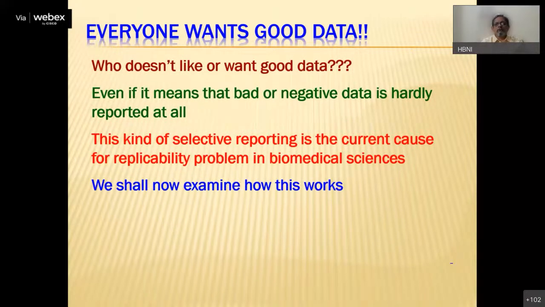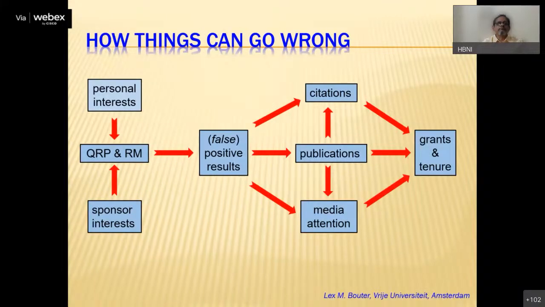So then, who does not like good data, or who doesn't want good data? Everyone wants it. Okay? So even if it means that you push down bad or negative data, or you don't report it at all, everyone would love to have good data. So this kind of selective reporting basically is really the cause of what is called a replicability problem in fields like biomedical and life sciences. So let's see how this actually works. Let us take an example of a biomedical study. Okay, so how can things go wrong?